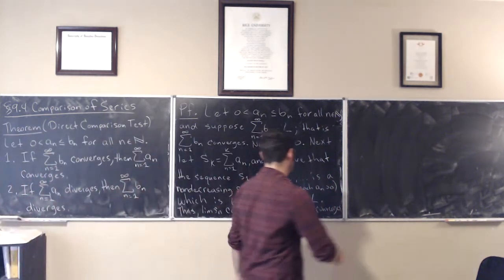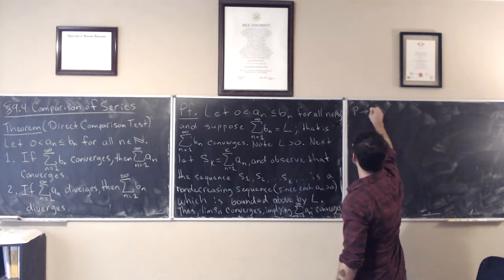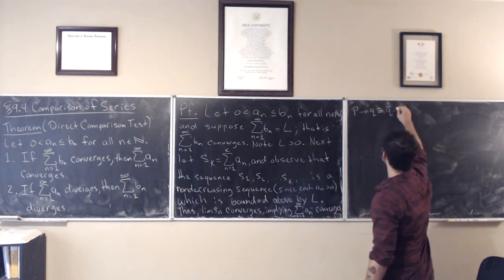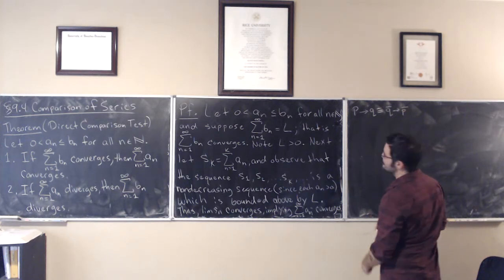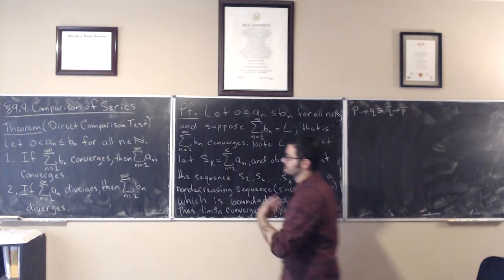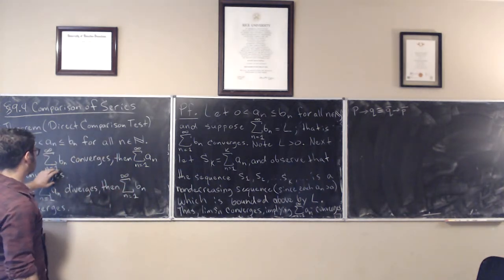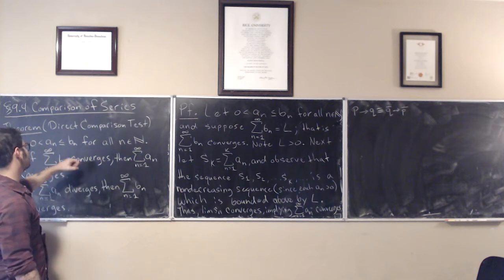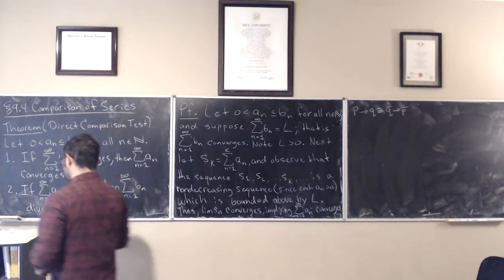Why does that prove part two? Well, from logic, if P then Q is logically equivalent to not Q implies not P. So these are logically equivalent. So if the sum of b_n converges, then the sum of a_n converges, is logically equivalent to if the sum of a_n does not converge, then the sum of b_n does not converge. And that's part two. So we're done.